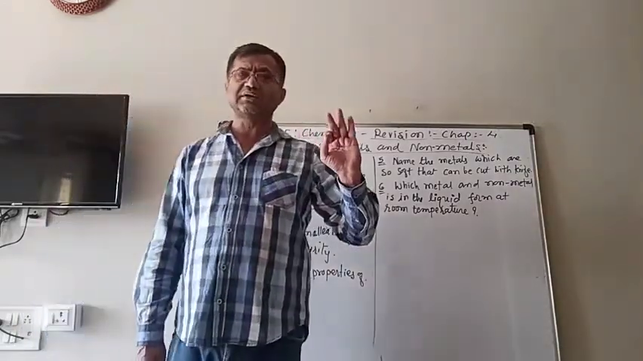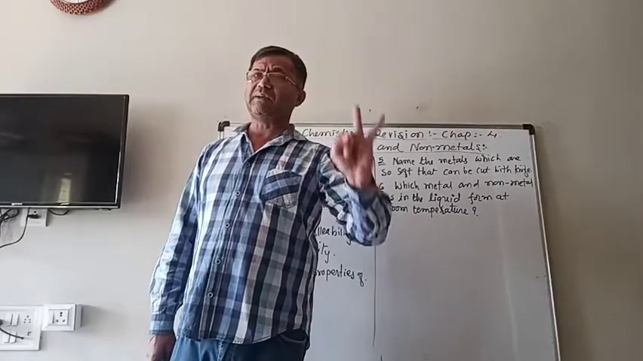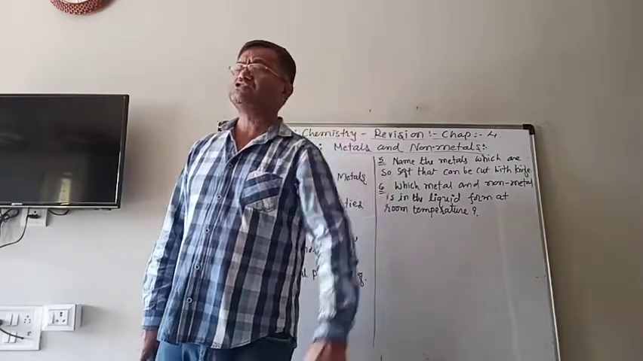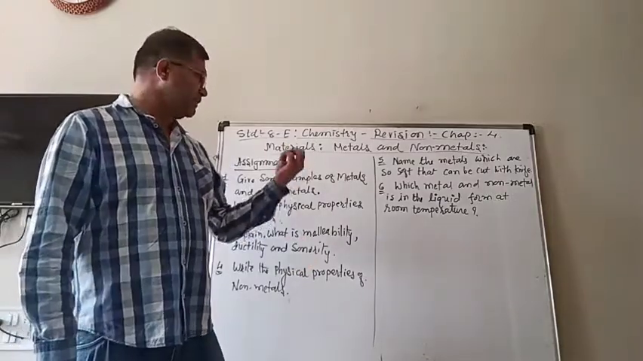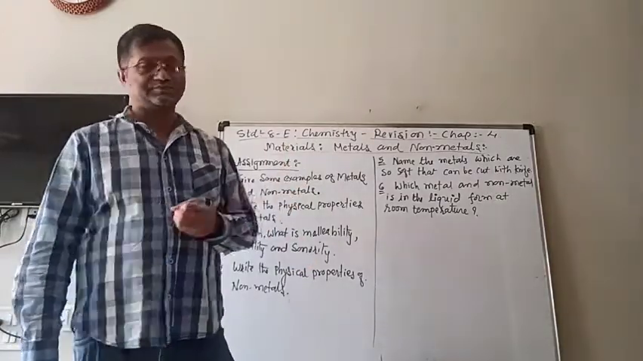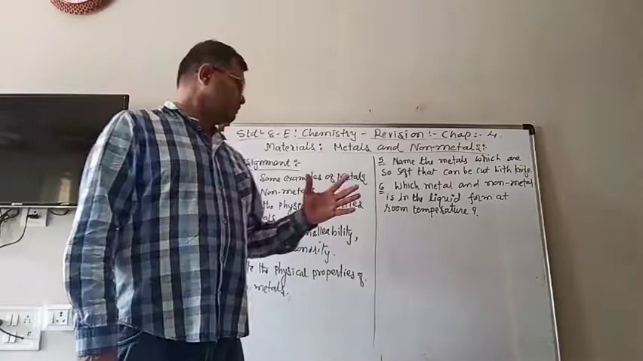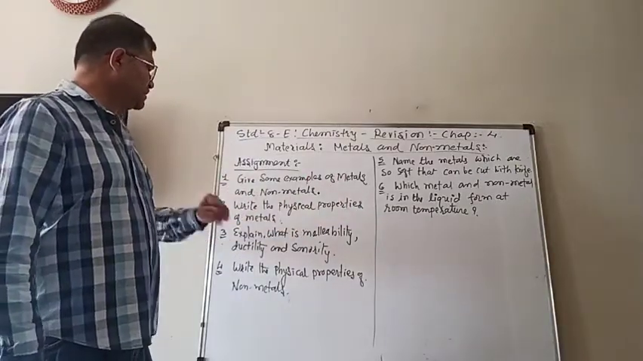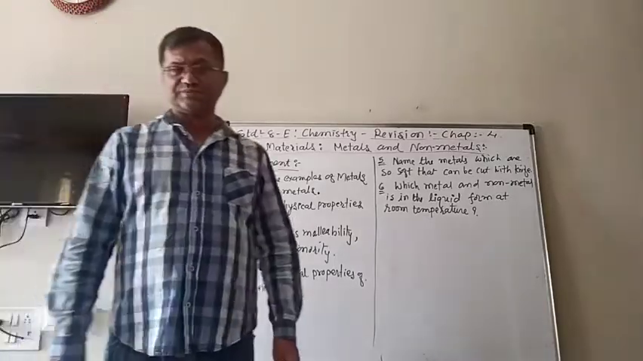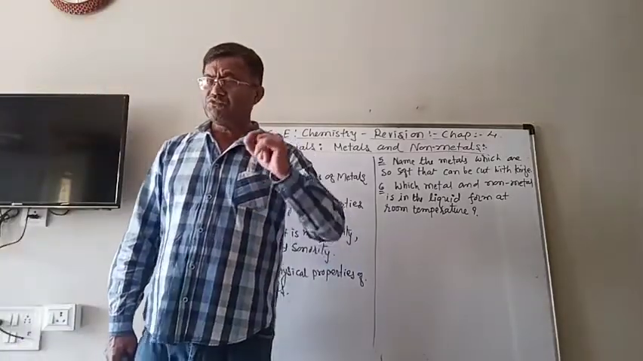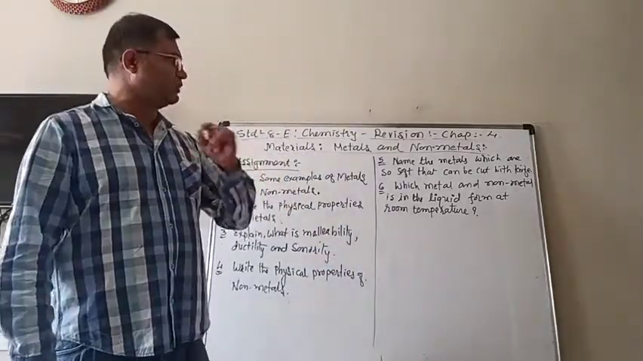And the metals are malleable, ductile and sonorous. These are all the physical properties of metals. So we discussed the first, second and third questions. Now the non-metals. What are the physical properties of non-metals?